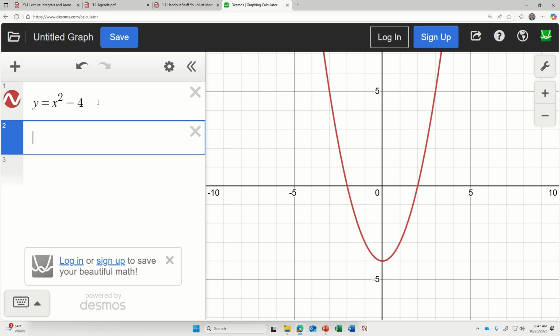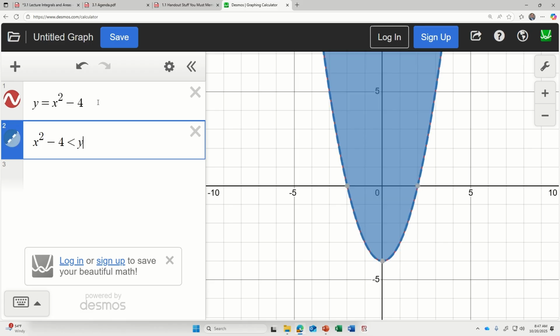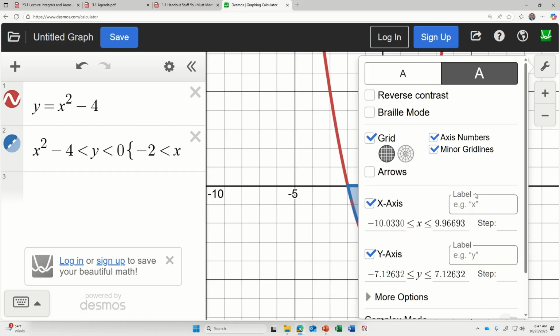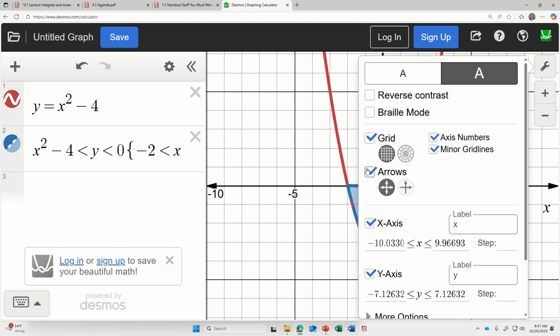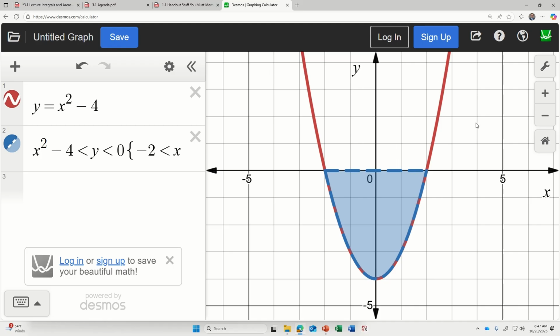So x squared minus 4, that's my integrand. And what we said is that we want the area between this curve and the x-axis from negative 2 to positive 2. So I could say x squared minus 4 less than y less than 0, but only for negative 2 to positive 2. So what we just calculated when we said negative 32 divided by 3 is this blue shaded area.